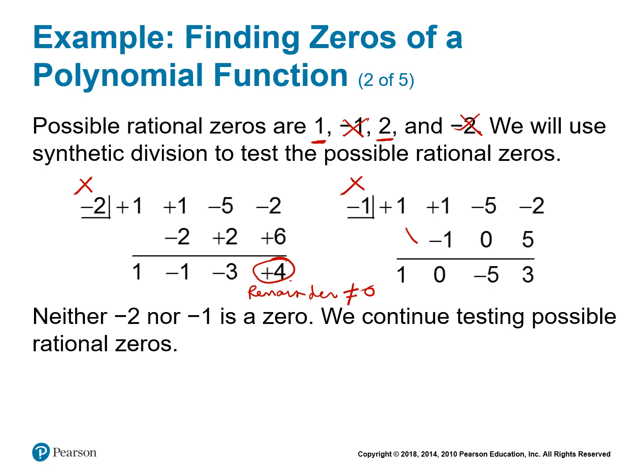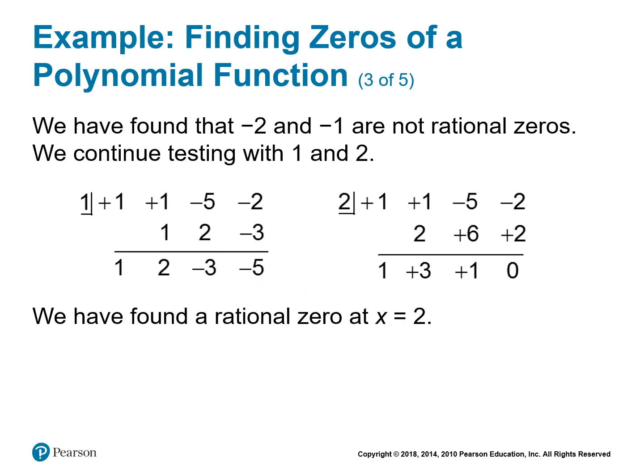So in the next slide, we will perform the same synthetic division using 1 and 2 and see which ones, if at all, produce a remainder of 0. If both produce a remainder of 0, then both are going to be possible zeros. If one, then only one. So let's see what happens in the next slide.